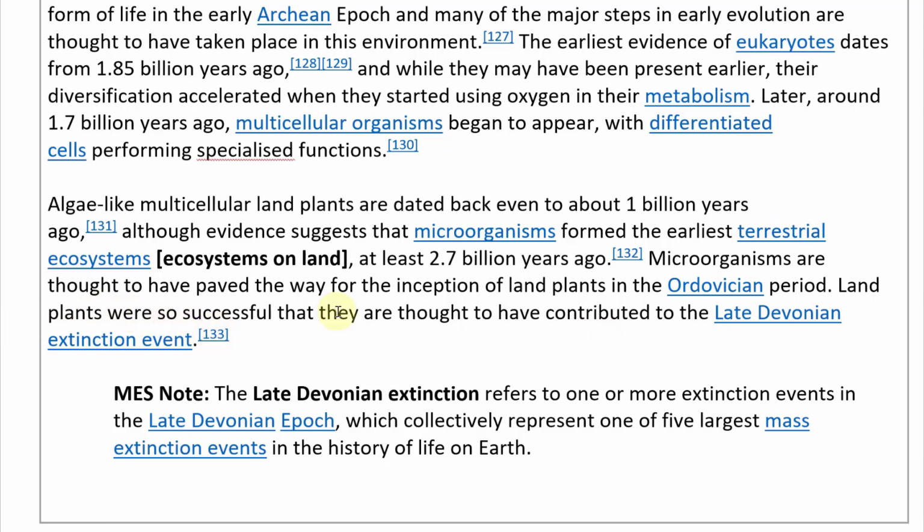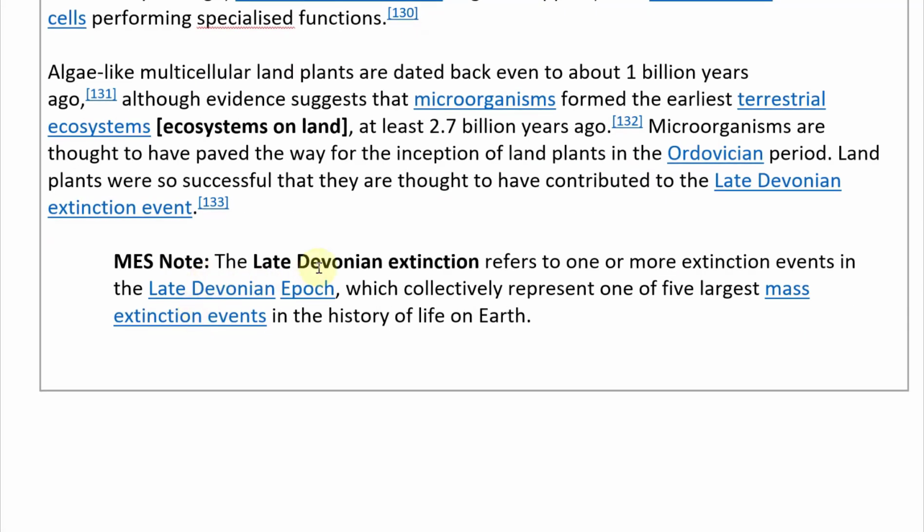Land plants were so successful that they are thought to have contributed to the late Devonian extinction event. Actually, I think it's pronounced Devonian extinction event. So a note: the late Devonian extinction event refers to one or more extinction events in the late Devonian epoch, or epic, which collectively represents one of five largest mass extinction events in the history of life on Earth.